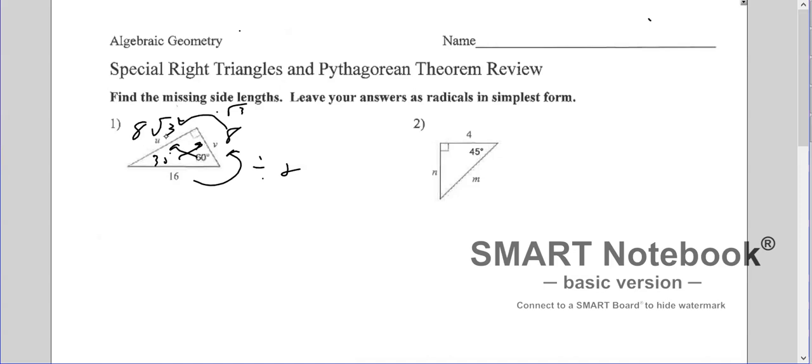On number 2, notice that we have a 45, 45, 90. The legs are the same. Okay, so that's easy for n. We know the legs are the same, so that's 4. And then when we go from a leg to hypotenuse, we're going to multiply by radical 2. So that's 4 radical 2. Okay, so once again, you should have this in your notes.